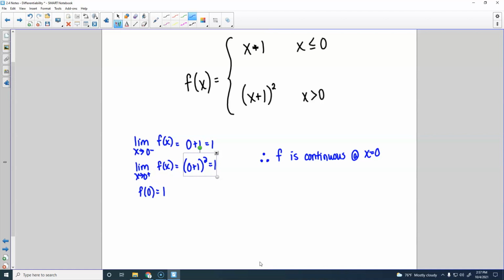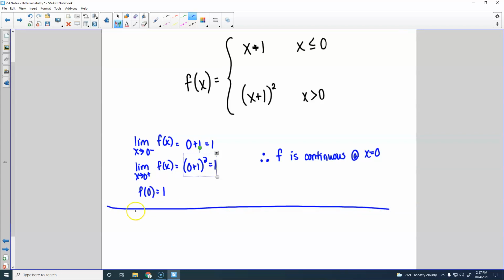We're not done. We must show that this is continuous before we can do differentiability. So this is continuous. So now we need to work on differentiability.